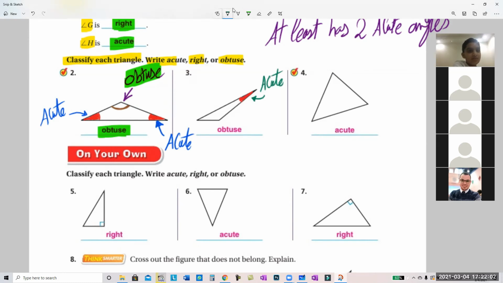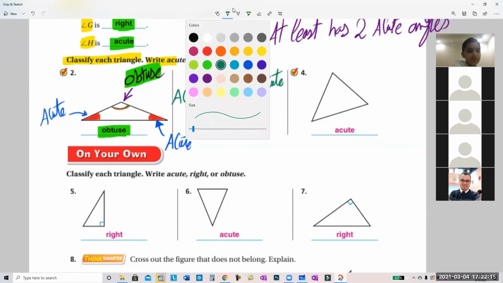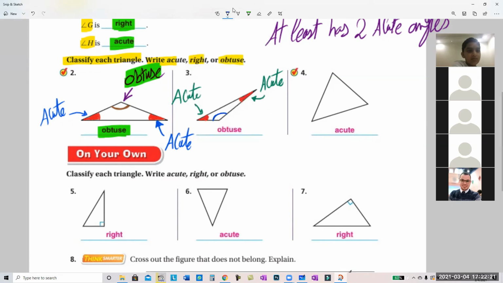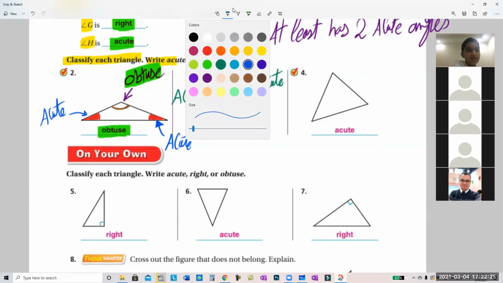Okay, what about this? The next one here. This is acute. It will be acute as well. Great. Okay, the next one. What about this angle? This is obtuse.